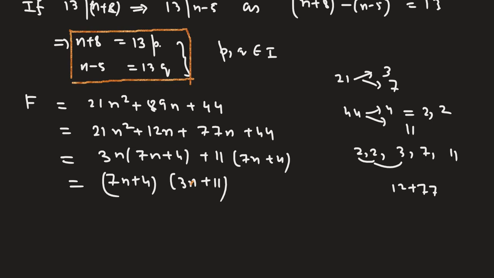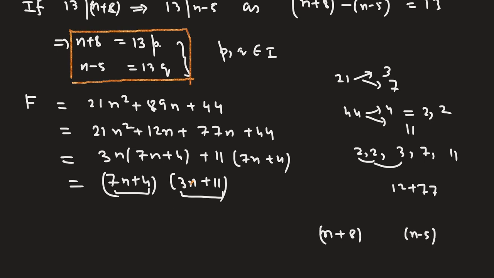So here we are getting one factor 13, and from here one factor 13 into 13 is 169. This is our target. Okay now, how can we introduce this? n plus 8, n minus 5. So if I consider one factor as n plus 8 and the other factor as n minus 5.